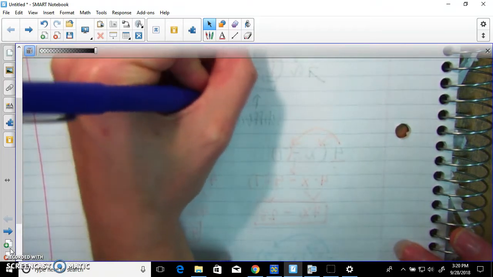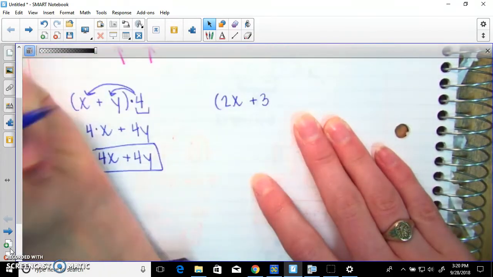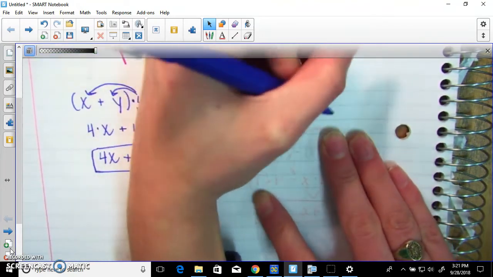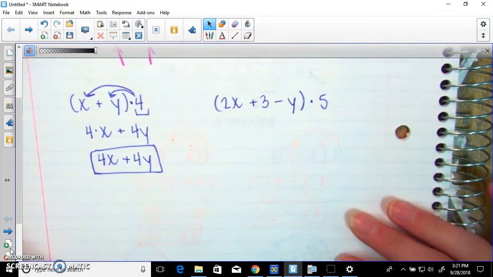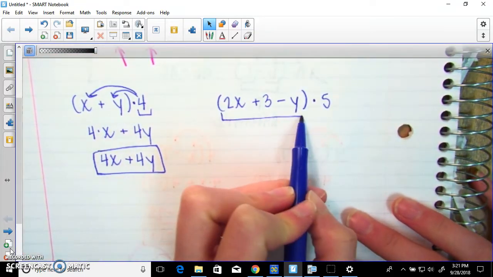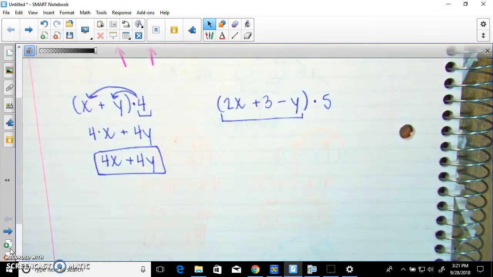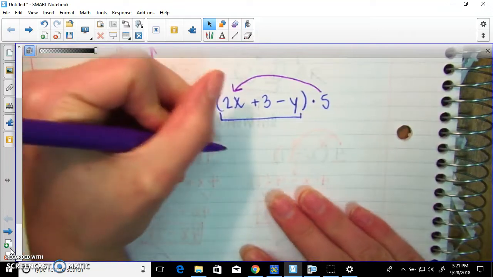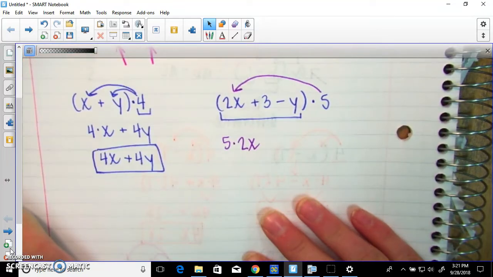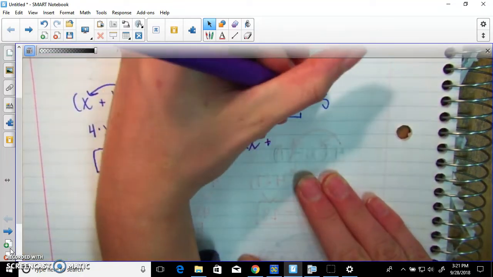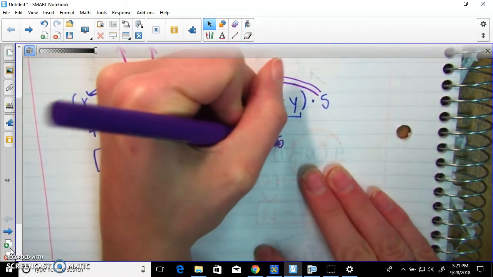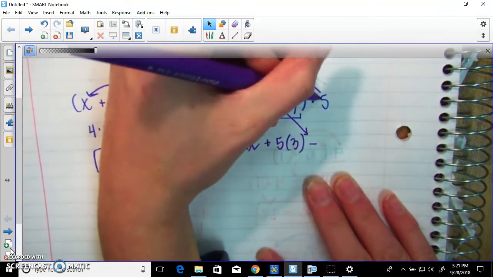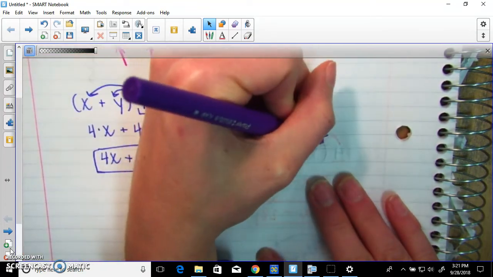This time let's have quantity of 2x plus 3 minus y, and let's distribute the number 5. So this is slightly different than what we've seen because it has 3 terms. That's okay though, we're still going to follow all of the same steps. So we're going to take 5 and we're going to distribute it to the first term. We're going to multiply 5 times 2x. Okay, then we're going to multiply 5 times 3. I'm going to bring down this minus and multiply 5 times positive y.